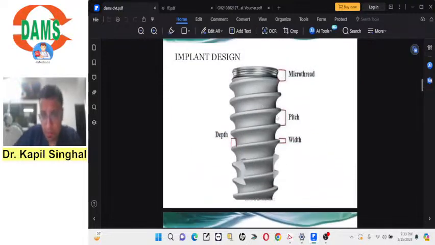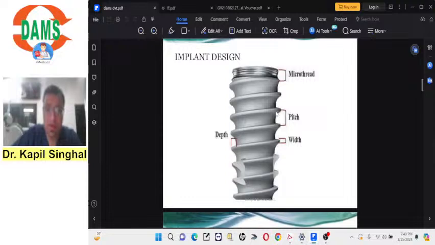So now the micro design of the implant. So the distance between two threads is known as pitch. The distance between two threads of the implant is known as the pitch of the implant. So it means if the pitch of the implant is less, my surface area of the implant would be more, because if the pitch of the implant is less, the number of threads over the implant would be more, and the surface area of the implant will also be more.